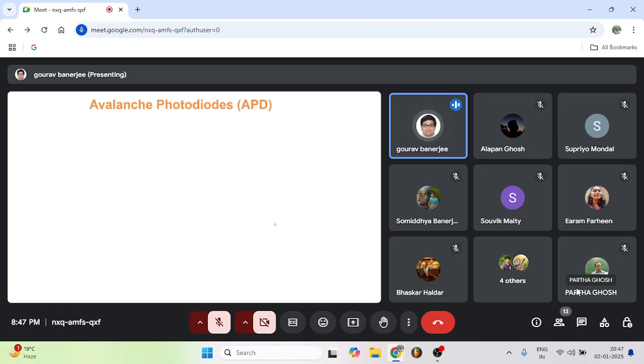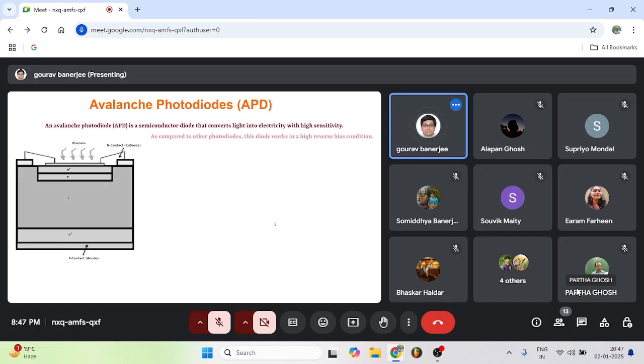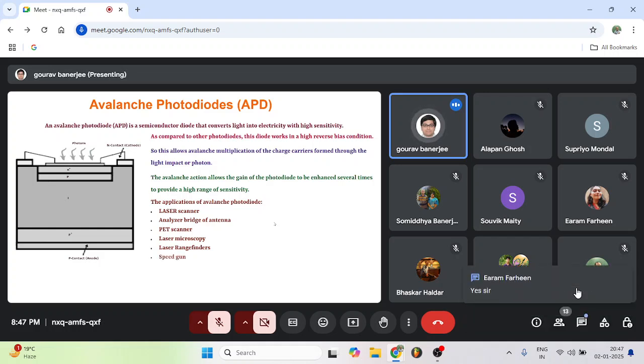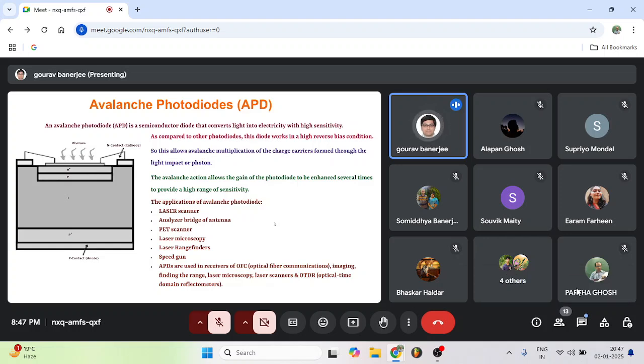Second is the avalanche photodiode. Have you read about the Zener diode? Anyone? Okay, so generally a Zener diode works in reverse bias mode. In semiconductors like a diode, we generally give forward bias or reverse bias. In forward bias, the P, positive, is connected to the positive terminal of the battery, and the N, negative, is connected to the negative terminal. In reverse bias, it is opposite.